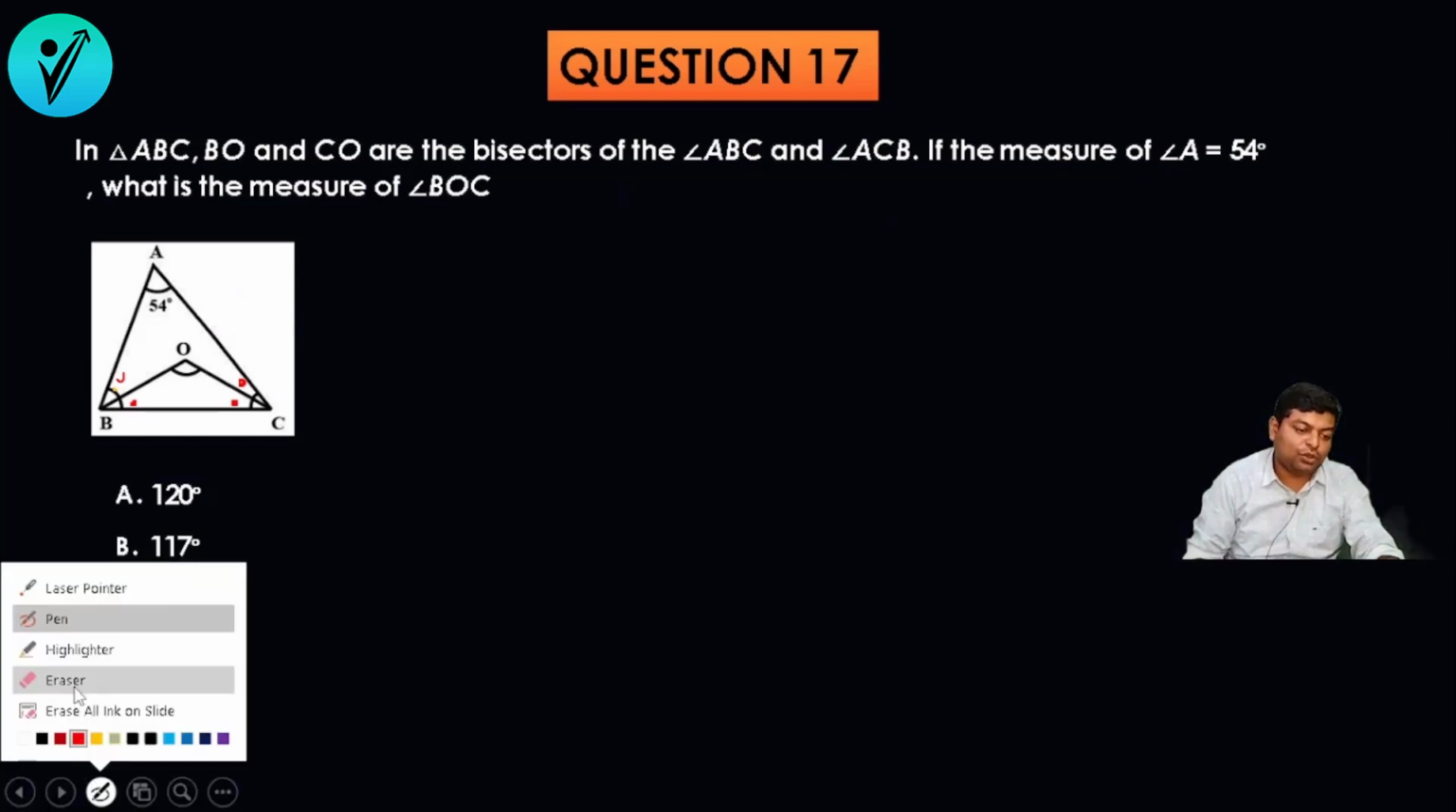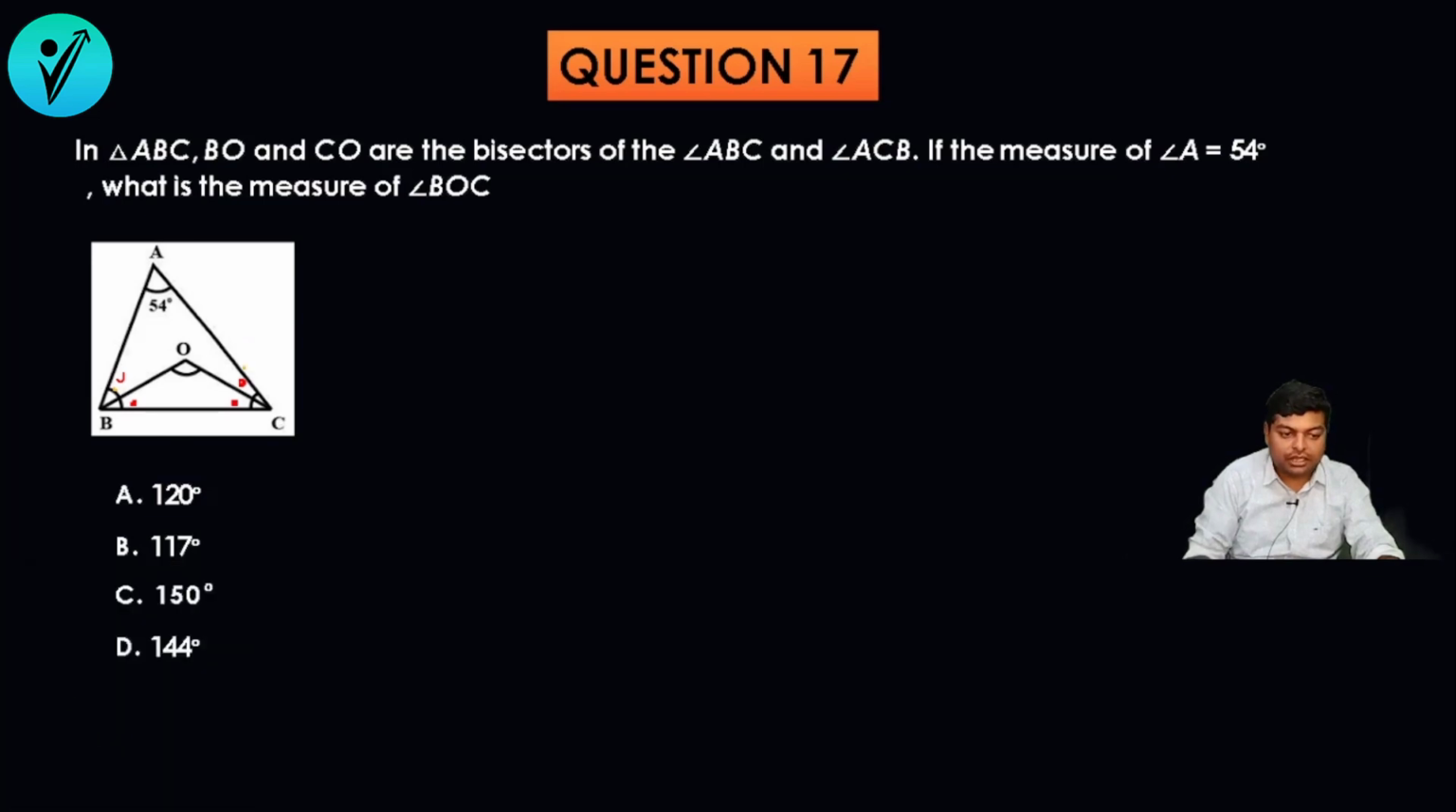Now if you directly know the formula, this is nothing but the incenter. If you are aware of the properties of incenter, then you can directly say that angle BOC will be 90 plus half of angle A. If you know the property, you can write it directly. It will be 90 plus 54 by 2, which is 27. So the answer is 117.